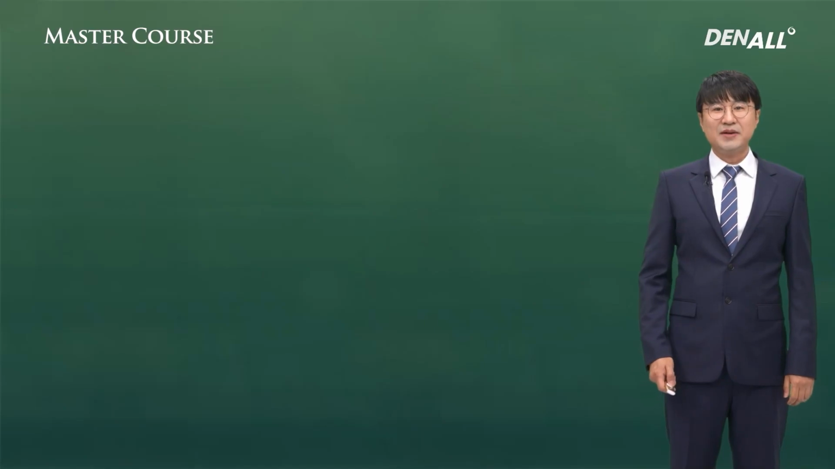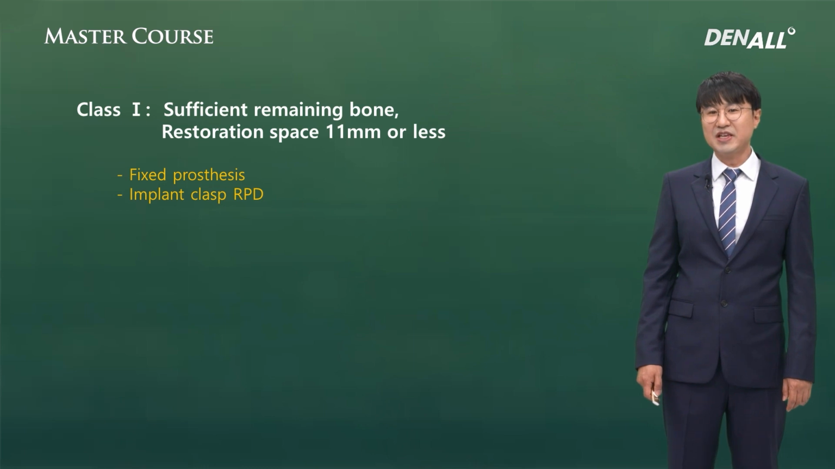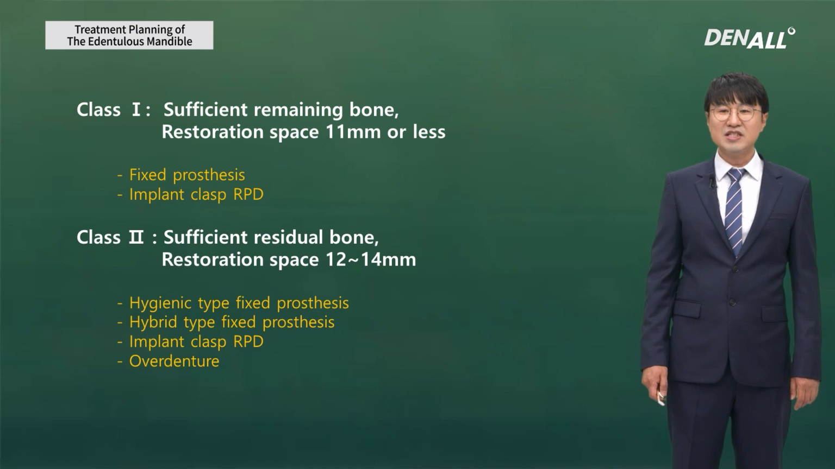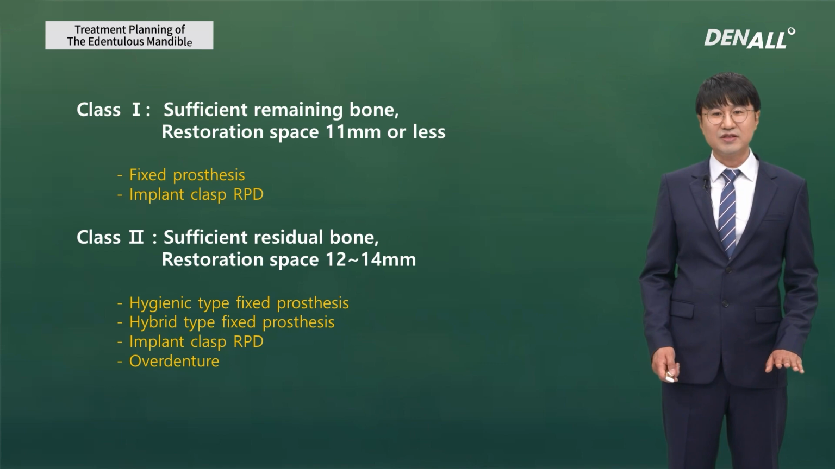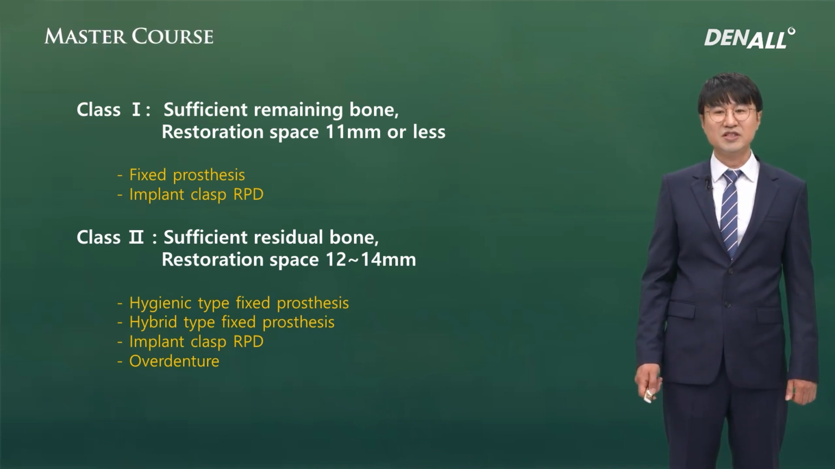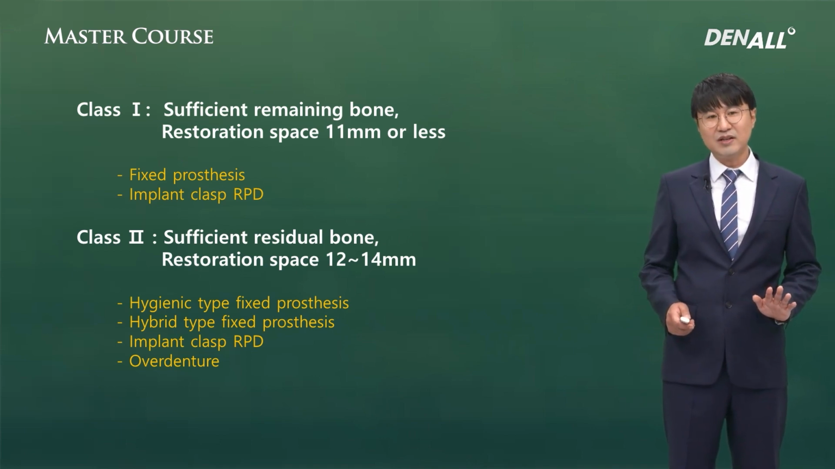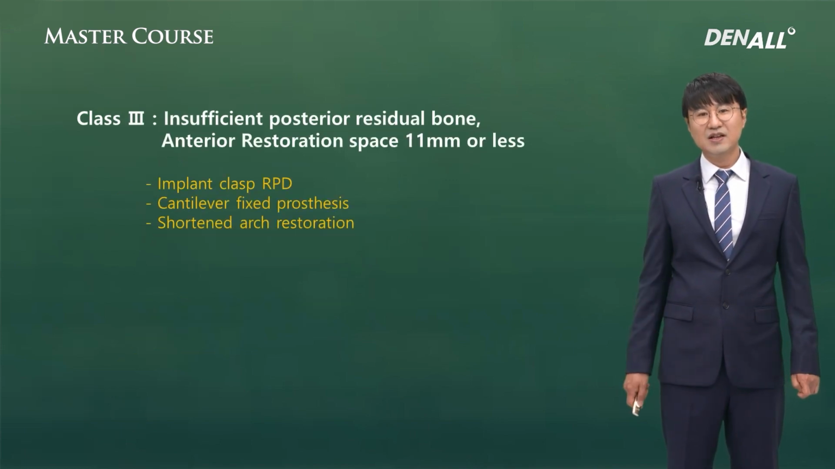So, summary. If sufficient remaining bone is there and space is less than 11 millimeters, then fixed prosthesis and implant clasp RPD would be good approaches. If there's sufficient bone and space is within 12 to 14 millimeters, then hygienic, hybrid type fixed prosthesis, implant clasp RPD, and overdenture. In this case, you have a wide range of options available depending on the patient's requirements and economic conditions. You can choose one option.